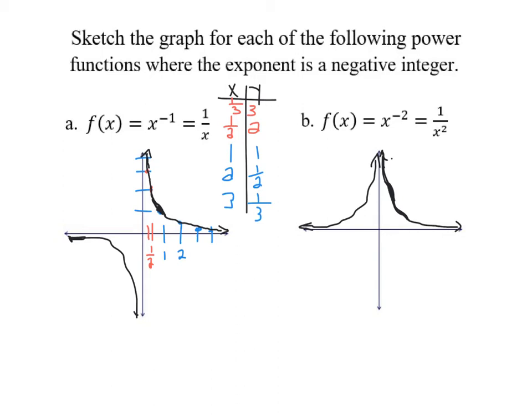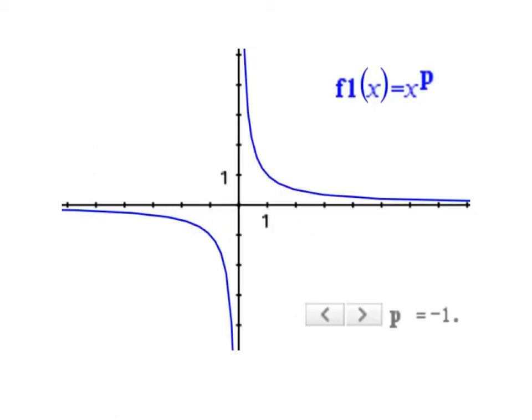All right, so this is the basic pattern of these graphs where the exponent is negative on a power function. So let's quickly take a look at other ones. Just to verify what we did, we can see here's the basic hyperbola that we were getting when p was -1.